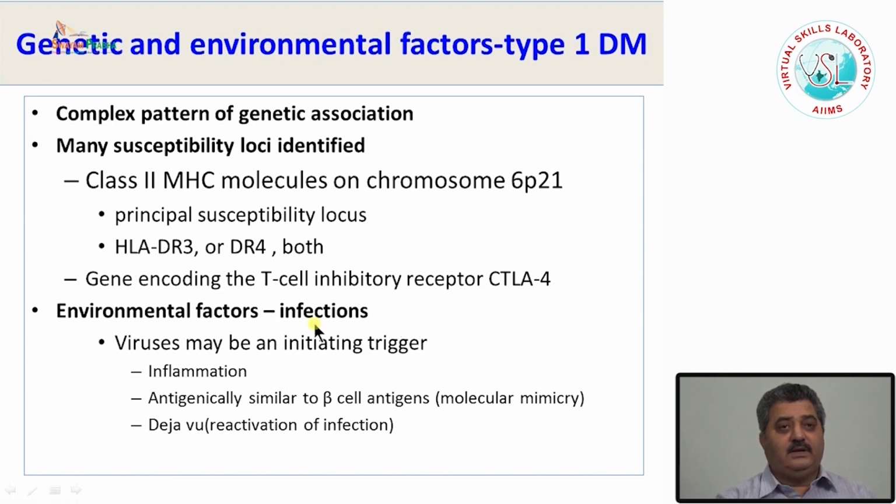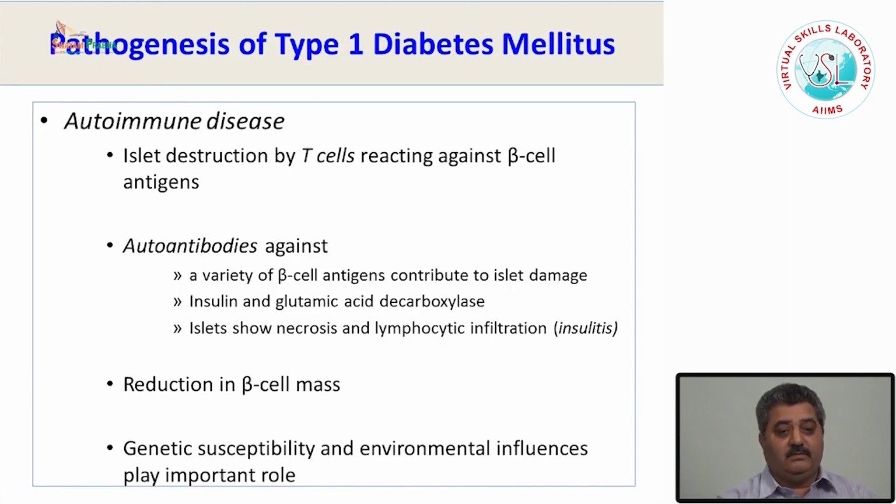It has been found that in many patients of type 1 diabetes, the onset is after viral infections. The patient presents with some fever and immediately there is an onset of diabetes. So, there may be a correlation with viral infections, maybe some common antigen between the virus and the islet cells. That may be the molecular mimicry involved in the pathogenesis of type 1 diabetes.